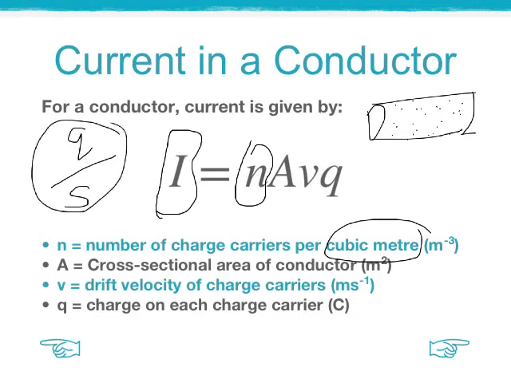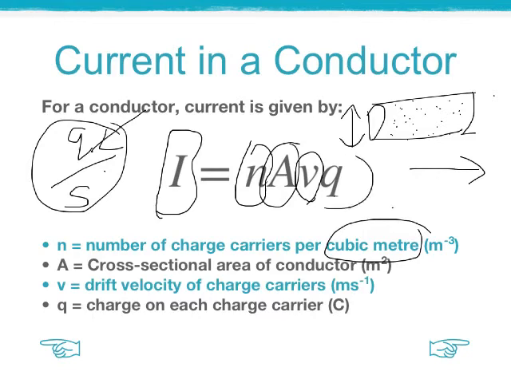It depends on the cross-sectional area. The thicker the wire, the more electrons. So therefore, there would be more coulombs per second. The drift speed also will affect the number of electrons per second. If they do manage to pull themselves across quicker, then you will get more coulombs per second. And of course, it depends on the charge of the particle.